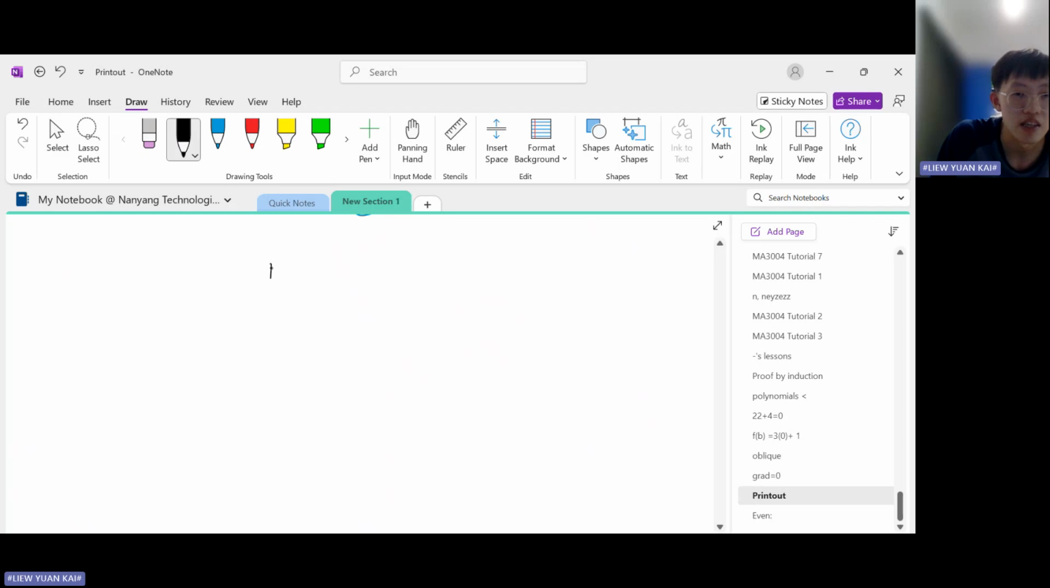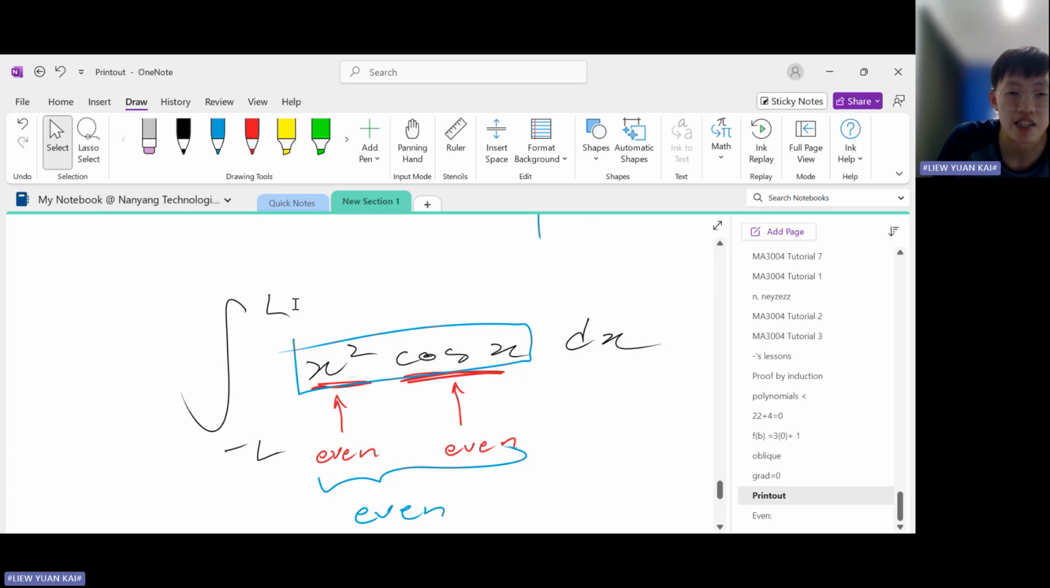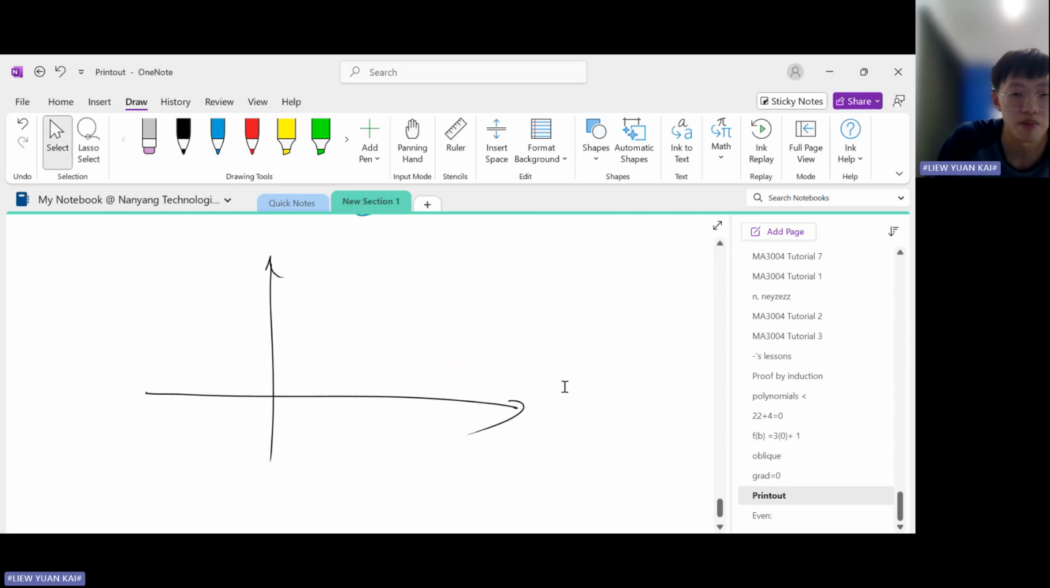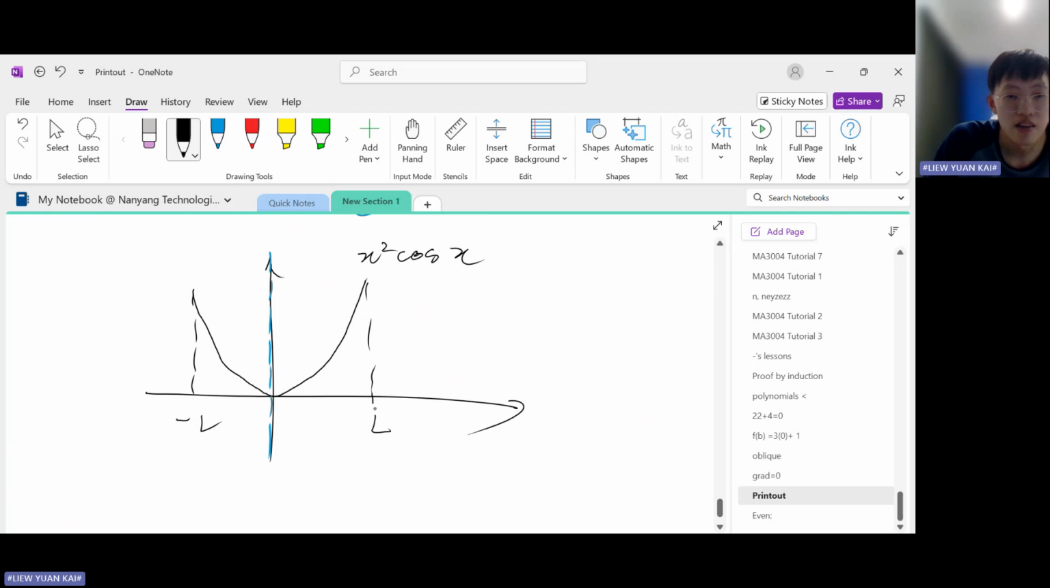How is that helpful? We don't know how exactly this function looks like, but never mind, that's not the point. Let's say it's like this. I'm not being accurate here. Let's say this is x squared cosine x. We don't care what the graph looks like. What we care is that we represent it as symmetrical about the y-axis. So this is negative L, this is L. If we integrate it from negative L to L, we are finding the area under the graph like this.